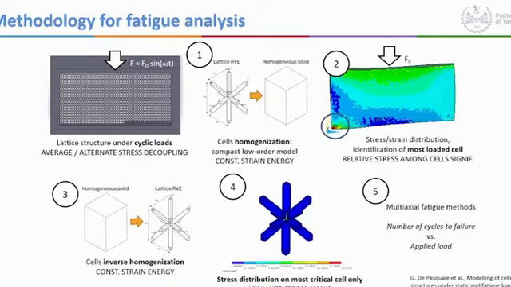After the identification of the most loaded cell, we can provide an inverse homogenization, again with a constant strain energy assumption, to rebuild the effective distribution of stress inside the cell, and to be able to identify the most loaded point of the most loaded cell, and to use this point to calculate the fatigue life, for instance, by using a traditional multi-axial fatigue method.